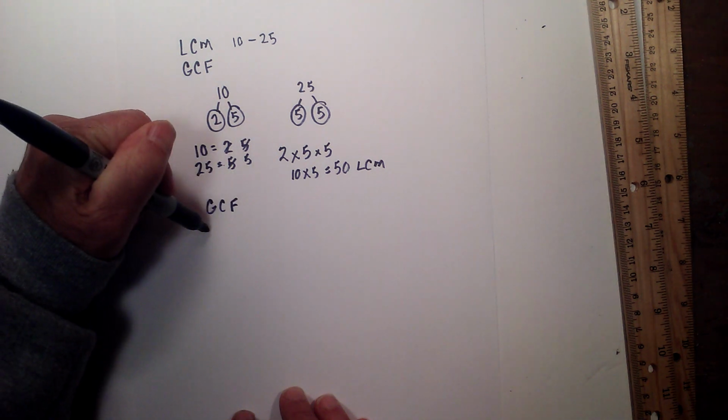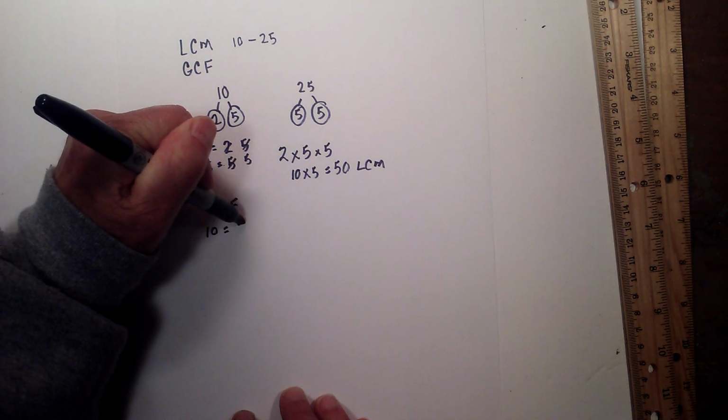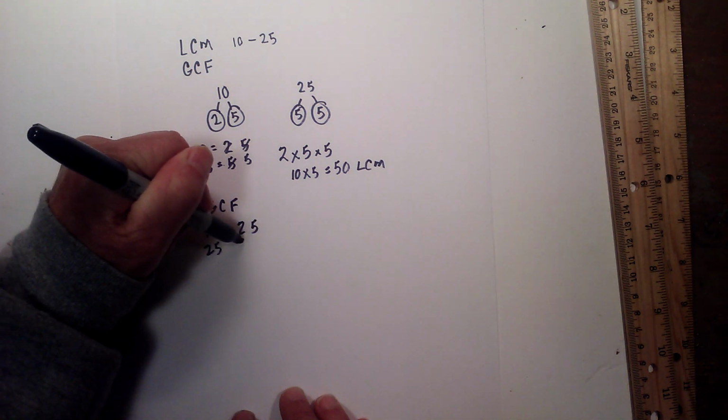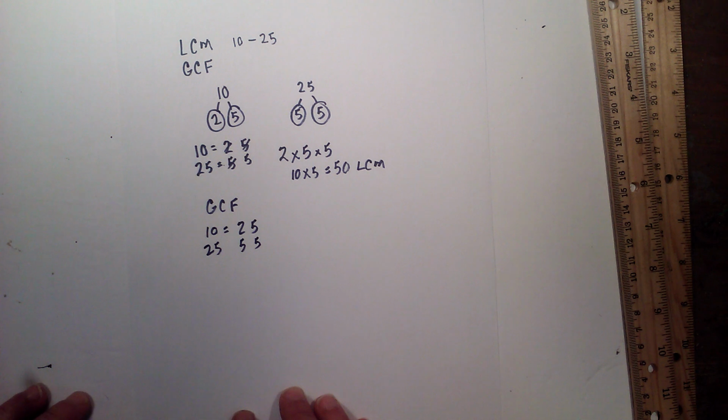So now let's find the greatest common factor, the GCF. And I'm going to rewrite the prime numbers that multiply together, 2 and 5, and then for 25, it's 5 and 5. And now for the greatest common factor, it's the largest number that will multiply into both of them.